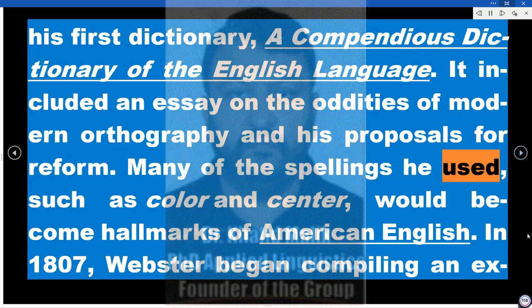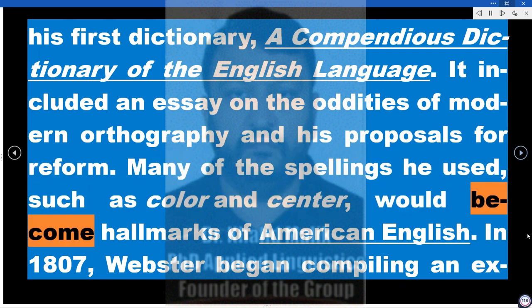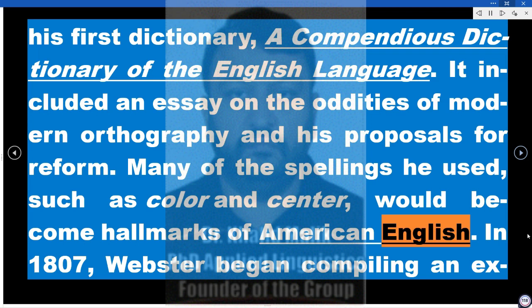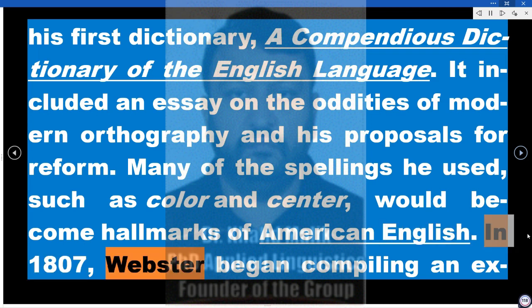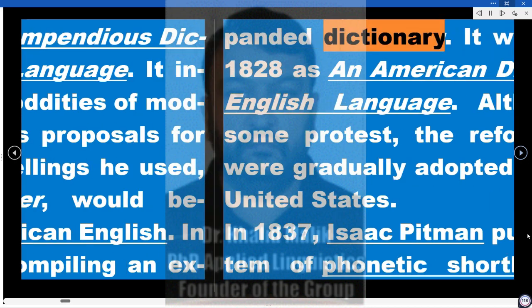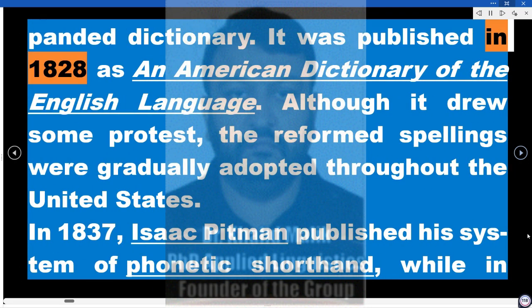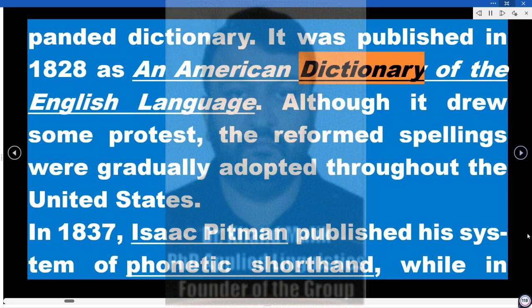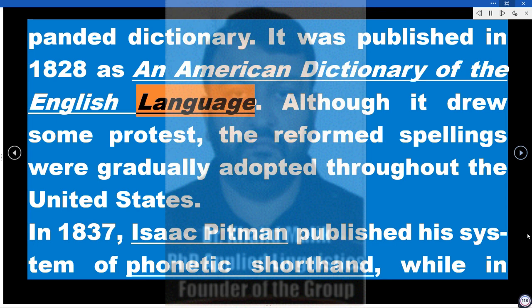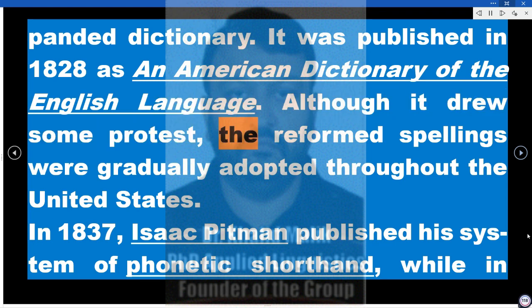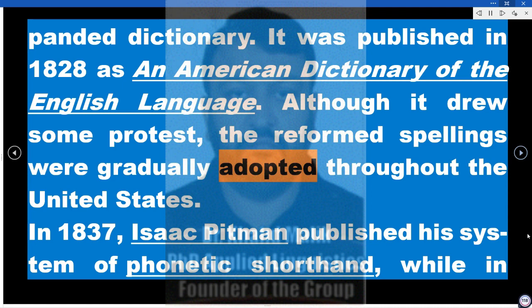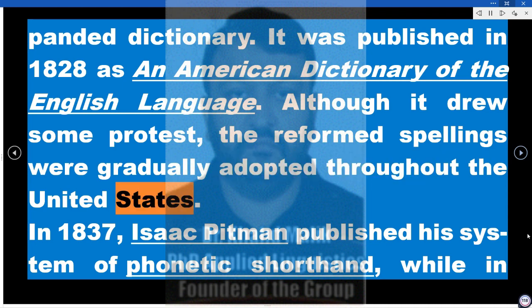Many of the spellings he used, such as color and center, would become hallmarks of American English. In 1807, Webster began compiling an expanded dictionary. It was published in 1828 as an American Dictionary of the English Language. Although it drew some protest, the reformed spellings were gradually adopted throughout the United States.